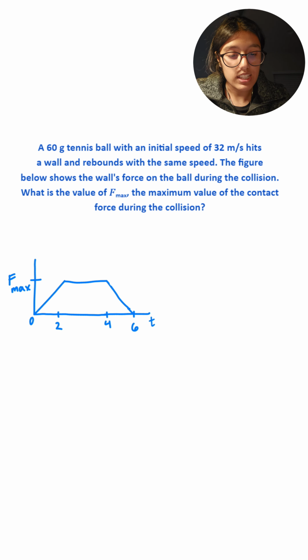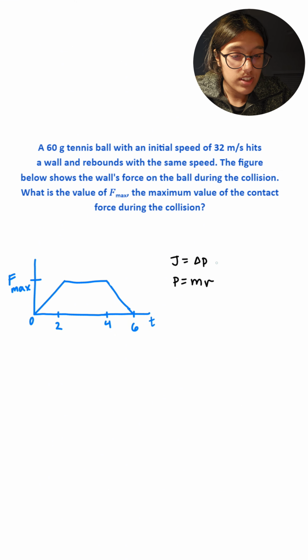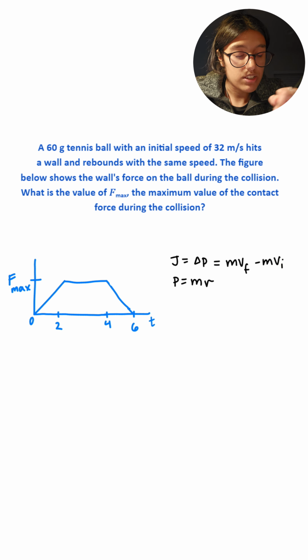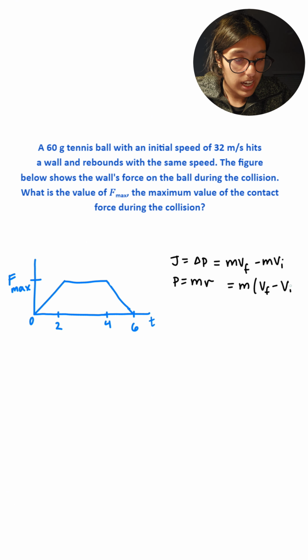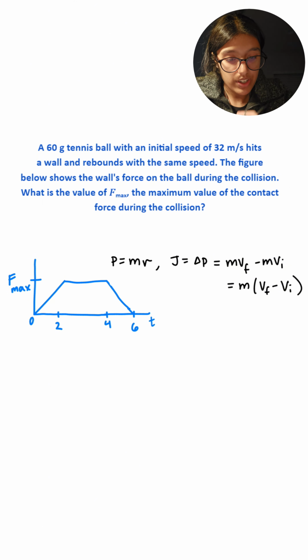But first, what exactly is impulse? Well, impulse is nothing but the change in momentum. And we know that momentum is equal to mass times velocity. So impulse is just equal to the final momentum minus the initial momentum. In other words, mass times velocity final minus mass times velocity initial. And I can further simplify this to mass times Vf minus Vi, just taking that mass out. And I'm going to move this over here.